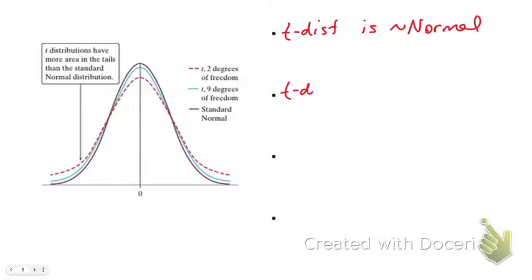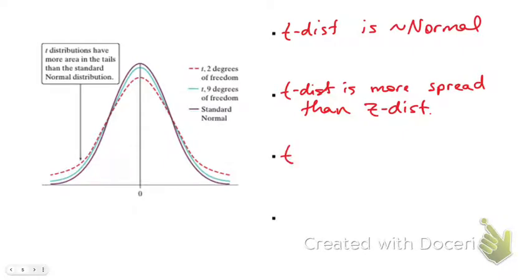The t distribution is more spread than the z distribution. The t distribution has more area in its tails.